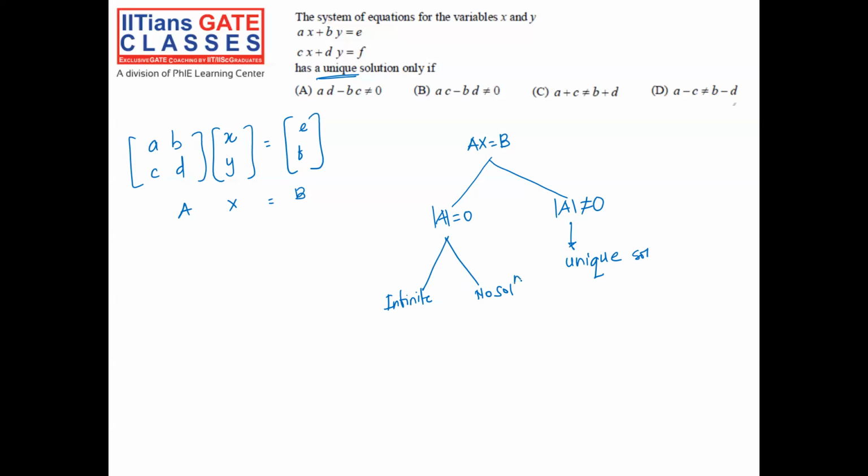But we are focused on unique solution, so let's focus on the right hand side part only. Here determinant should be not equal to 0. So if we take a determinant of matrix A, determinant of this matrix is AD minus BC, which should not be equal to 0. And we can clearly say here that option A is correct in this case. It's AD minus BC is not equal to 0.